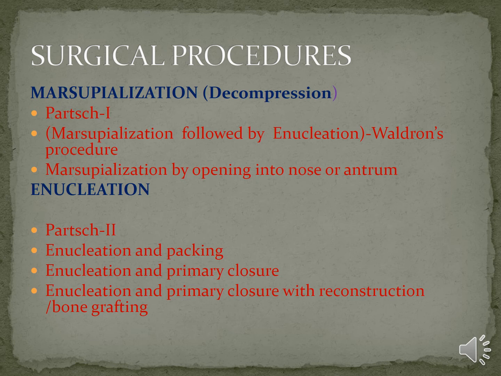If it is marsupialization followed by enucleation, you get Waldron's procedure, or marsupialization by opening into the nose or into the antrum, which decompresses the cyst if it is in the maxilla. Enucleation is also called the Partsch 2 procedure. Partsch is the one who first did this procedure in 1896, so it is named after him.